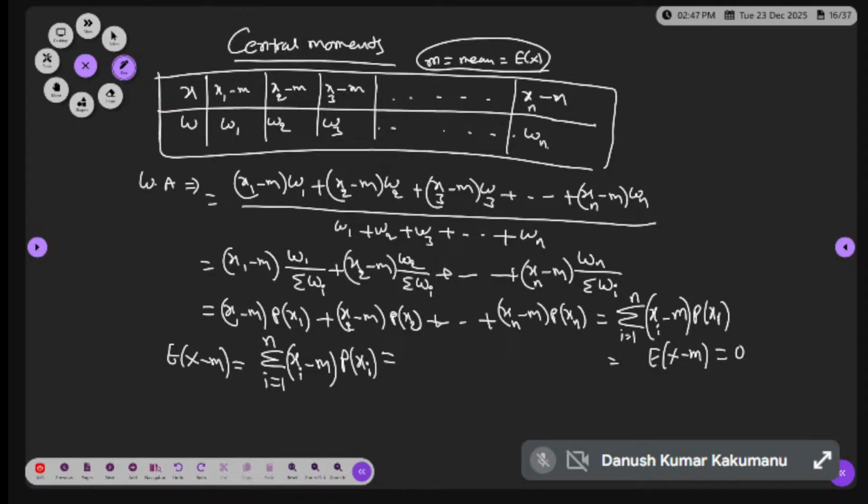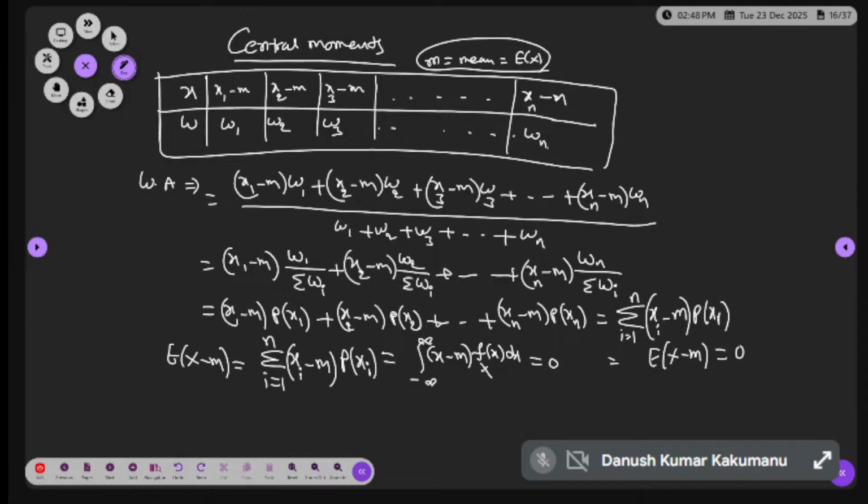This formula is applicable when x is a discrete random variable. If x is a continuous random variable, how does this formula change? Integral from minus infinity to infinity of (x minus m) f of x dx. So whether x is continuous or discrete, this value is always 0.